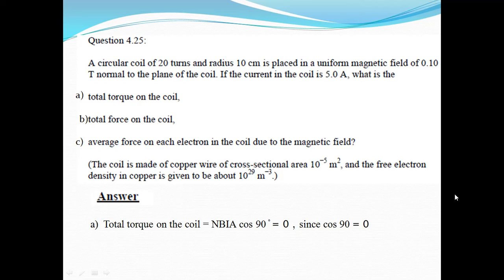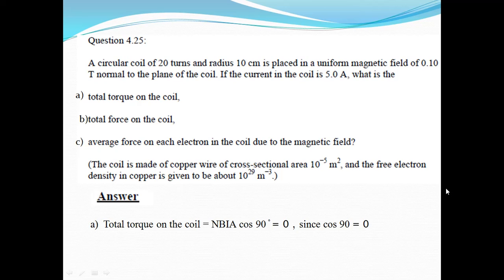So let us look at the question. There is a circular coil. There are 20 turns. Its radius is 10 centimeter and it is placed in a uniform magnetic field of 0.1 Tesla normal to the plane of the coil. Normal means perpendicular to the plane of the coil, at an angle 90 degrees. So the current in the coil is given as 5 ampere.